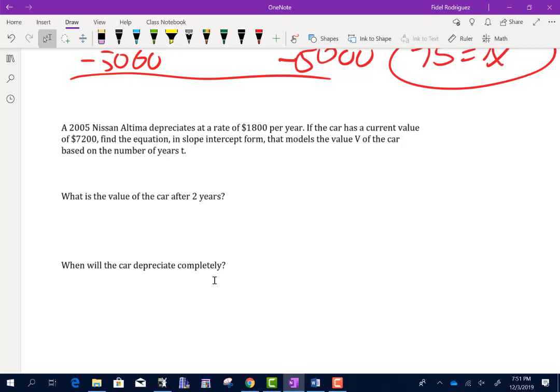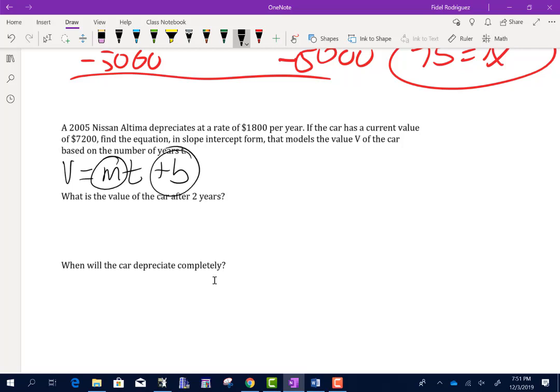It says a 2005 Nissan Altima depreciates at a rate of $1,800 per year. If the car has a current value of $7,200, find an equation in slope-intercept form that models the value V of the car based on the number of years T. Okay, so guys, I'm going to write an equation, and it's going to look something like this. Remember, this is the rate. This is my fixed cost, or my initial amount.